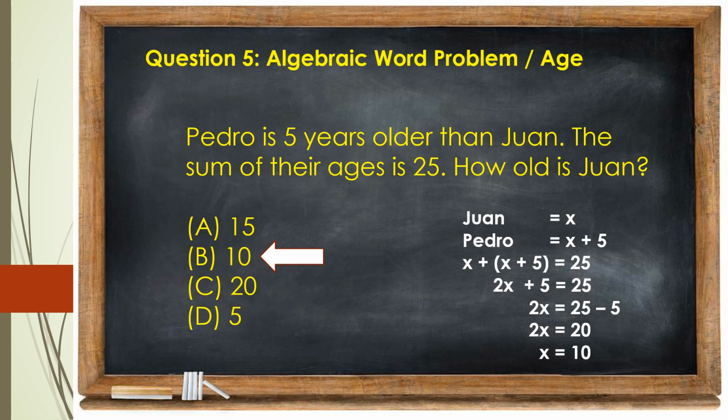Combine the x's to get 2x plus 5 equals 25. Move the 5 over to get 2x equals 25 minus 5, which means 2x equals 20. Divide 20 by 2 and we get x equals 10. Since x stands for Juan's age, Juan is 10 years old. Pedro would be 10 plus 5, which is 15, and 10 plus 15 equals 25. Letter B is our verified winner.